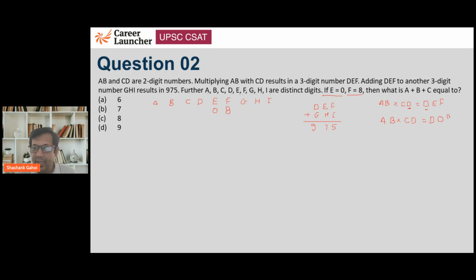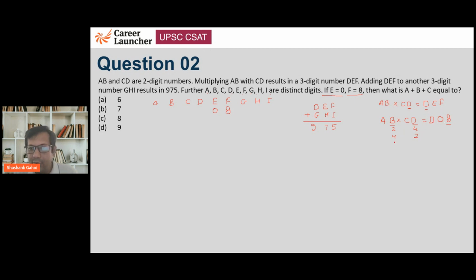So I am rewriting this statement: AB into CD is equal to D08. If I multiply the unit digits, I am going to get 8. So I need to figure out the two digits whose product gives me 8. The unit digit should be 8. One can be 2 into 4, and it can also be 4 into 2. So if this is 4, this number is going to be 408. If this is 2, this number should be 208.